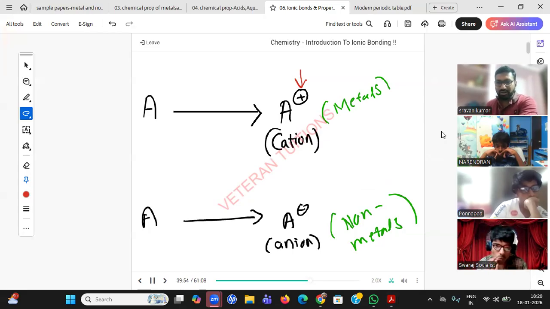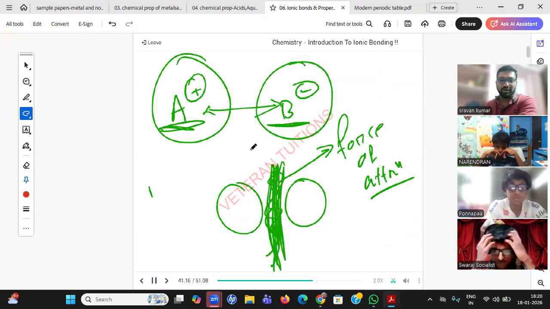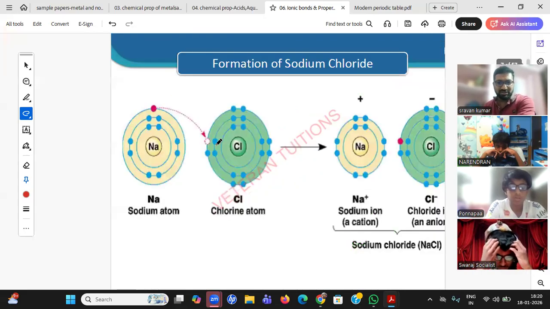Are ionic or covalent bonds good conductors? Ionic bonds are good conductors, not the covalent bonds. Why? Because ionic bonds can transfer the electron, not the covalent bonds. Okay.